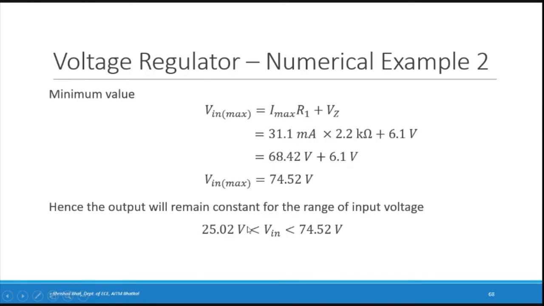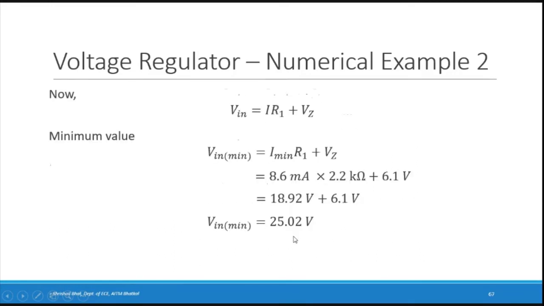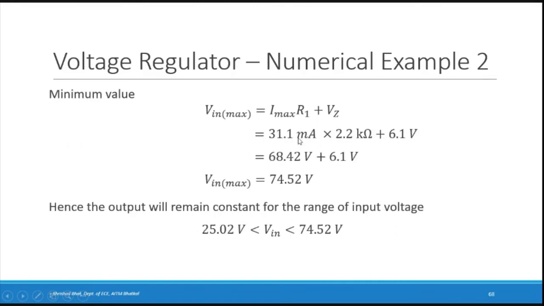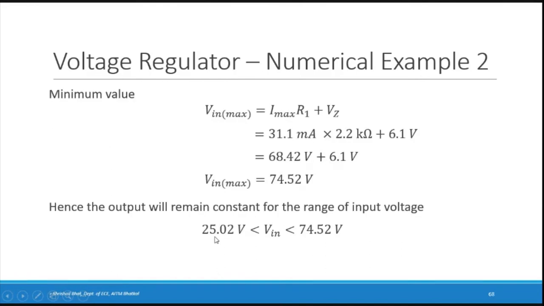Then the maximum value can be obtained by using I max. What is I max? You have obtained I max as 31.1 milliamps. If you substitute that, you'll get 31.1 milliamps into 2.2k, 68.42 volts, plus Vz, that is 6.1. If you add them together, you'll get 74.52. This is V in max. So you got a minimum value of V in and a maximum value of V in.